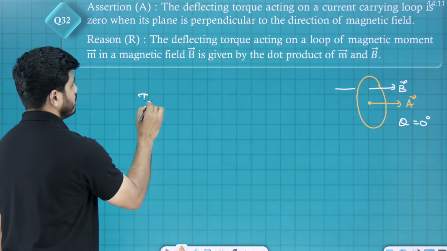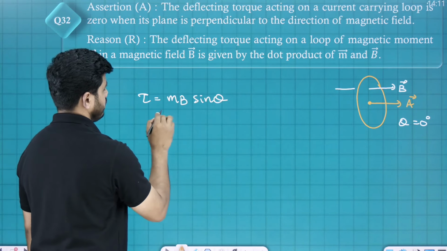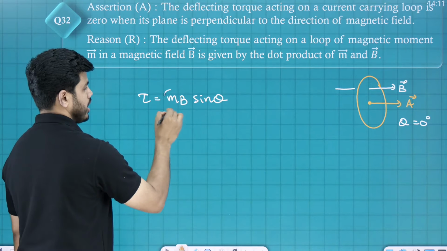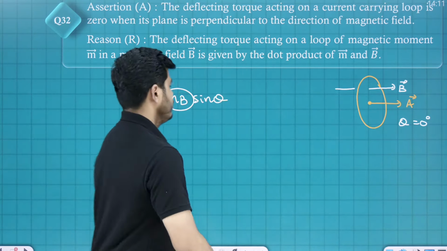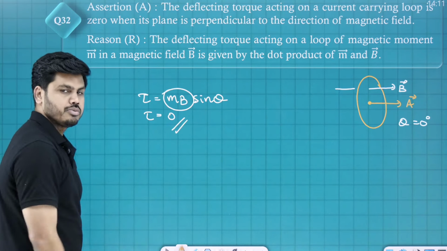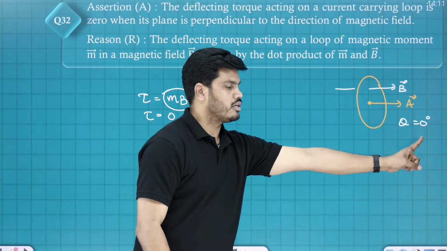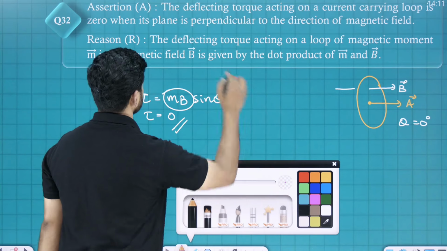We have torque equal to MB sine theta. Right? So in this case, theta is equal to 0, the angle between magnetic moment and direction of magnetic field. So we have torque equal to 0 only. So that's a true statement actually, right? When it is kept in this way, theta is equal to 0, sine theta will be 0. So assertion is a true statement.